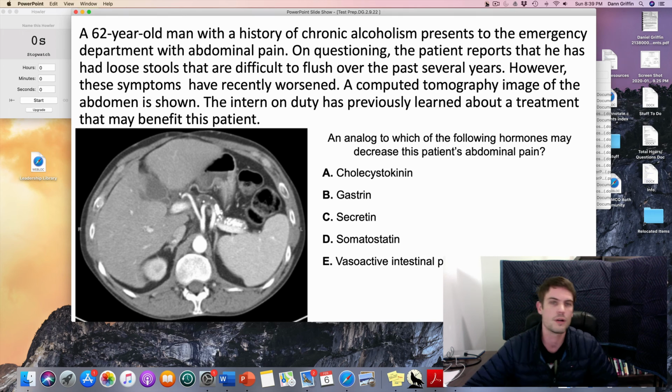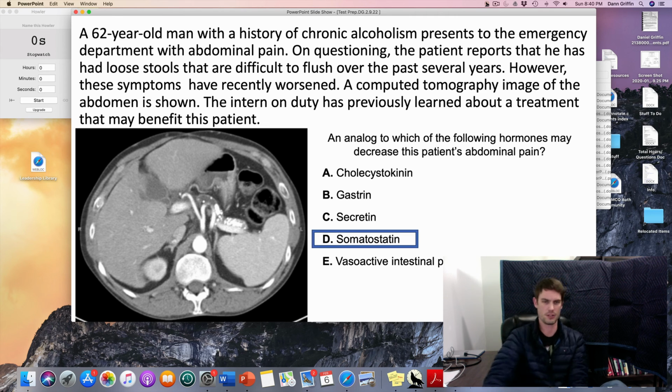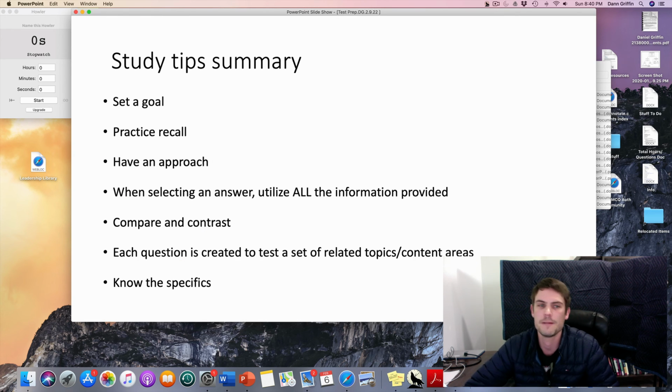Then I'd read the question. We have chronic alcoholism. We have abdominal pain. I'll look at his CT. He's definitely got chronic pancreatitis. So an analog of which one of these, with chronic pancreatitis, may decrease abdominal pain, and that's going to be somatostatin. Somatostatin is going to be the thing that makes your pancreas do less, inhibits release of hormones and stuff like that. So again, some general study tips.